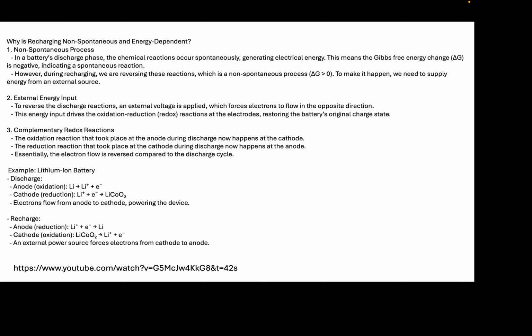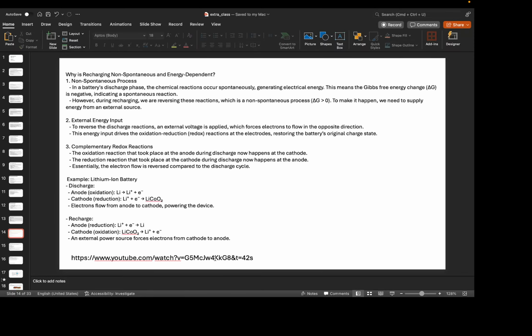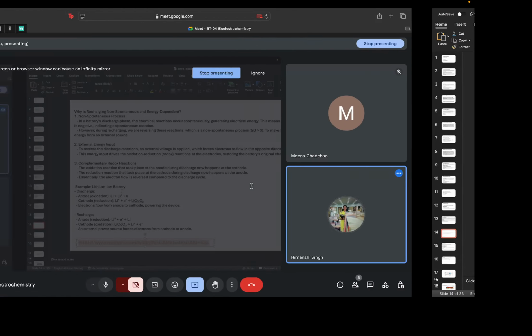Okay, now we'll see a little bit of battery charging and recharging.